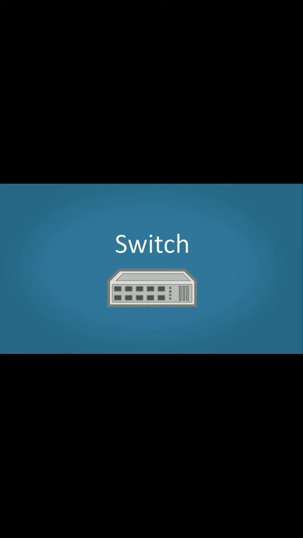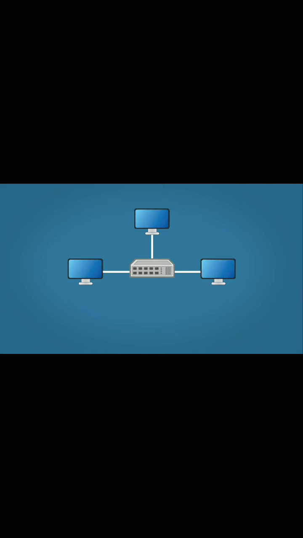Now let's take a look at switches. Think of a switch as a hub and bridge rolled into one. It connects the devices together, but it can also learn which ports connect to which hosts. Let's see how this works. A switch has something called a MAC address table. This table will list each MAC address and which port it is connected to.